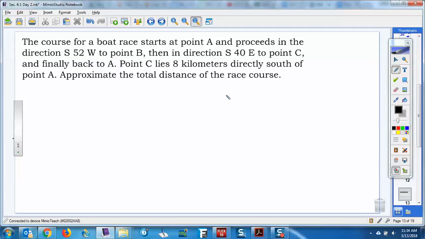So that's going to make me want to put A up here somewhere, and I'm going to go south and west for a while to point B. I'm going to go south and east for a while to point C, and it's got to be directly south of A, and that side is 8 kilometers. So that might be my initial drawing, without any angles or anything drawn in there, just knowing the southwest and the southeast and that stuff.